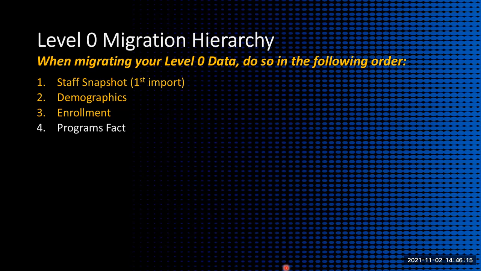Why, you might ask? Because one of the data fields in the demographics domain is dependent on a data field in the staff snapshot domain. In this case, the dependency is on the counselor field. In order for that data to be migrated, there must be a staff snapshot record previously migrated with counselor data.